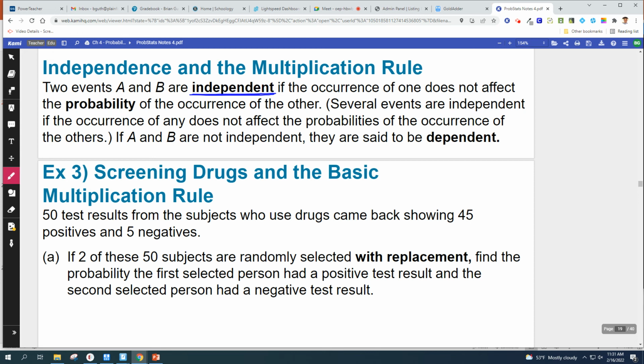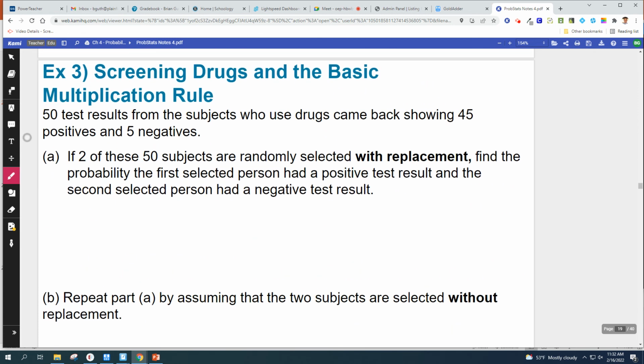All right. Now it's very rare. It's probably not going to be the case that you flip 21 heads in a row, but that doesn't matter. If we're looking at the 21st flip, that probability is still 0.5 because those events are independent of each other. So several events are independent if the occurrence of any does not affect the probabilities of the occurrence of the others. If A and B are not independent, they're said to be dependent. Okay, so independent means one doesn't affect the other one. One doesn't affect the next one.